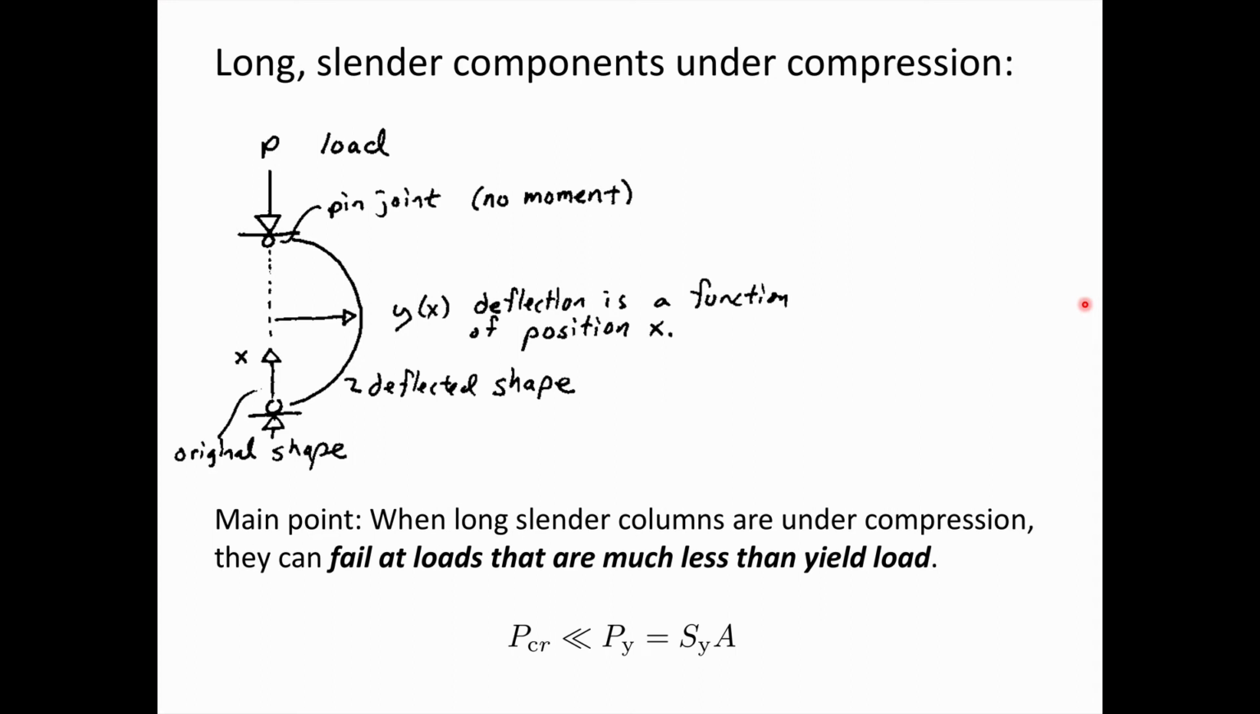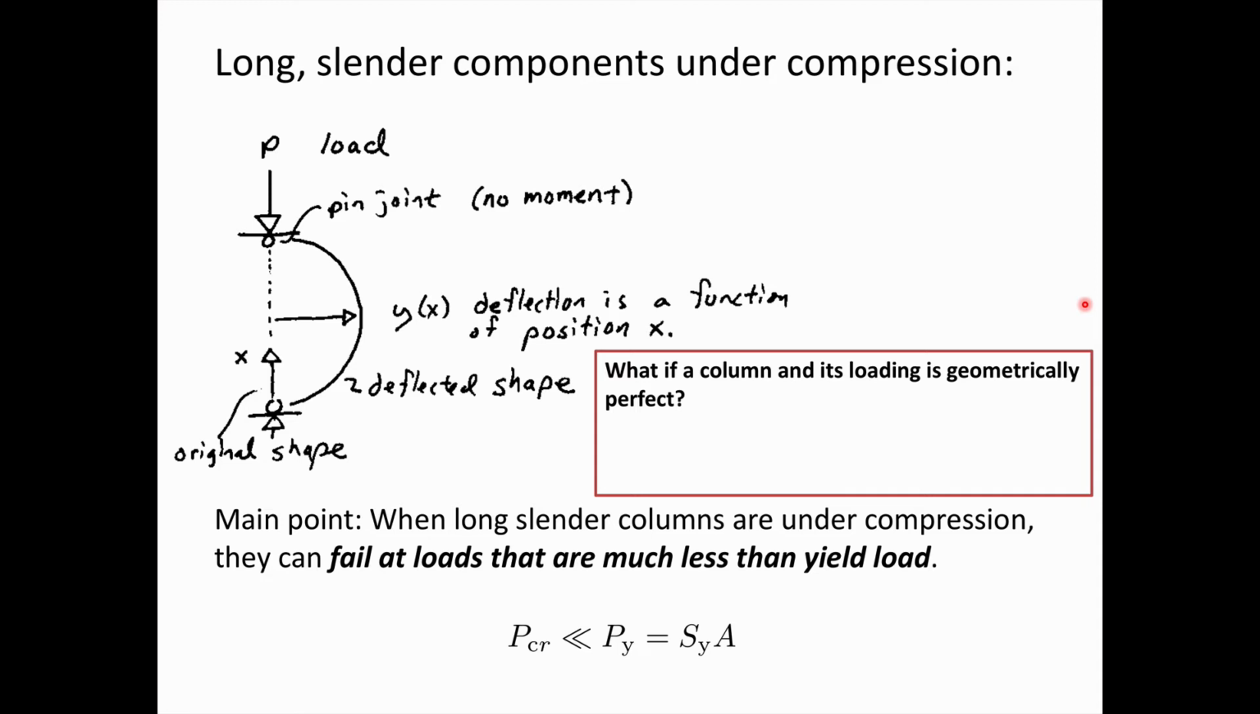So one of the main points to keep in mind here again is when we have long, slender columns under compression, it's possible for them to fail at loads that are much less than the yield load. So this critical load, P critical, could be much less than the load that would lead to yield failure, which for a compression member, a simple model for that would just be the yield strength times the cross-sectional area.